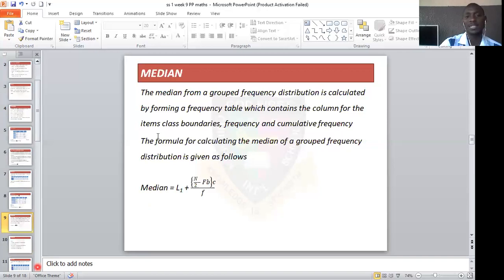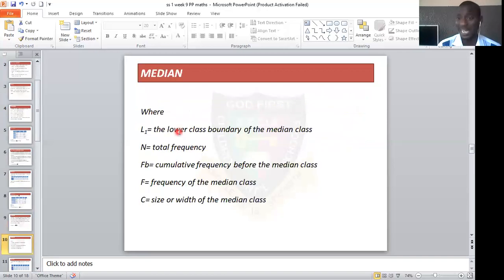L1 is the lower class boundary of the median class. When we say median class, if you look at the frequency, take the whole frequency divided by 2 and that will give you the median. If you have 50, the median number is 25. How do you get that? 50 divided by 2. That's how you get your median class. So the lower class boundary of the median class is L1.